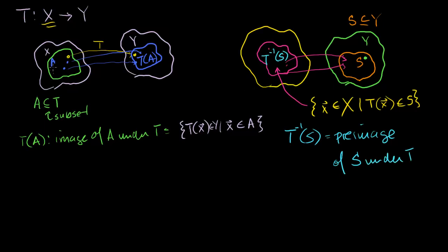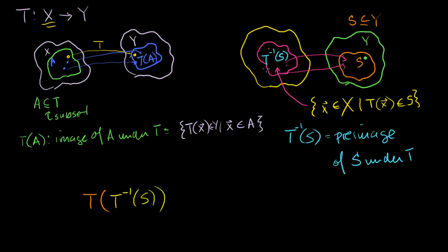That makes sense. For the image, we go from a subset of our domain to a subset of our codomain. For the preimage, we go from a subset of our codomain, and we ask what subset of our domain maps into that subset of our codomain. Now let me ask you an interesting question, and this is kind of for bonus points. What is the image of our preimage of S?